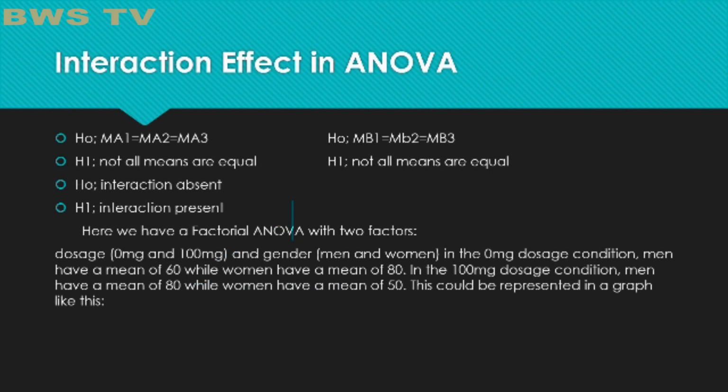Interaction effect in ANOVA. Here we have a factorial ANOVA with two factors: dosage, 0 mg and 100 mg, and gender, men and women. In the 0 mg dosage condition, men have a mean of 60, while women have a mean of 80. In the 100 mg dosage condition, men have a mean of 80, while women have a mean of 50. This could be represented in a graph like this.